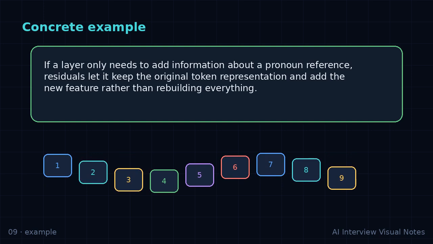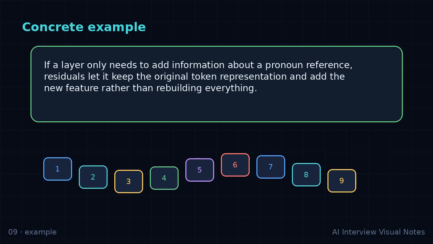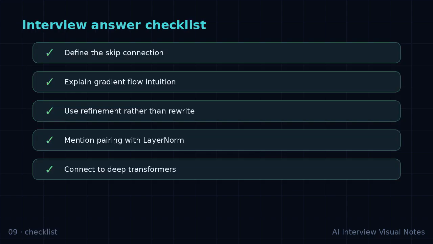Quick recap: residual connections. Why deep networks keep signal across many layers. Use the mental model, define the pieces, give the example, and close with the practical trade-off. That is the answer structure to keep in your head.